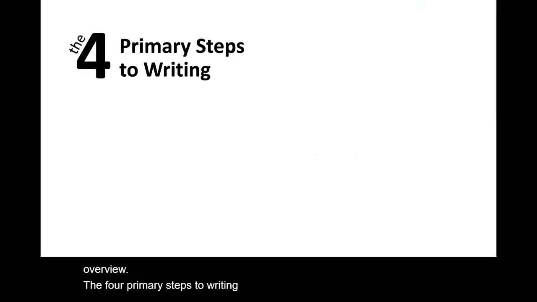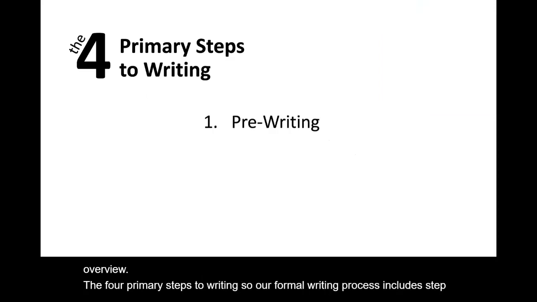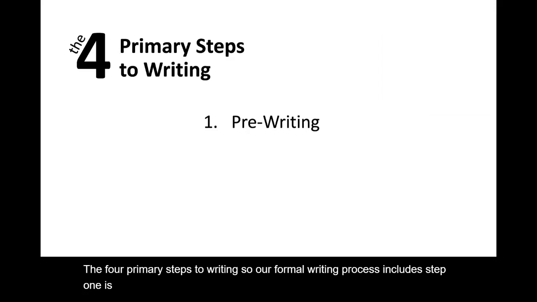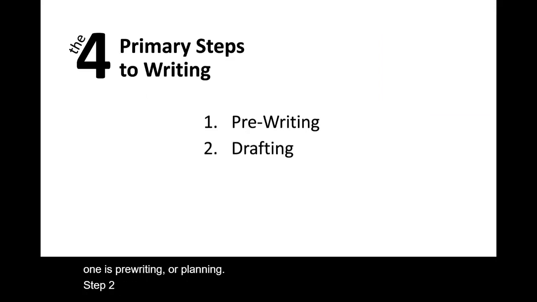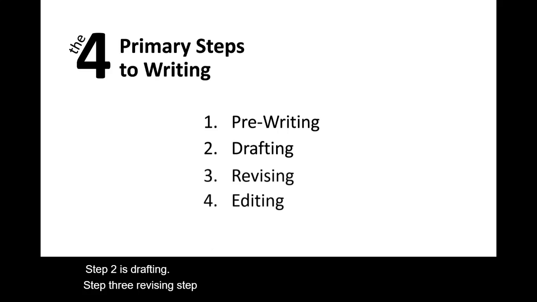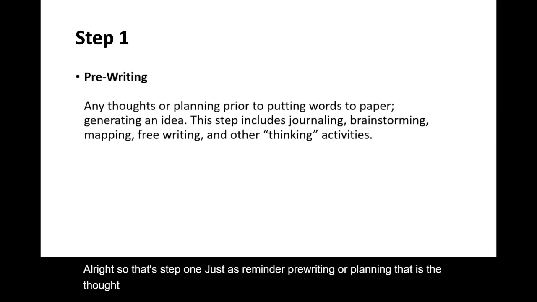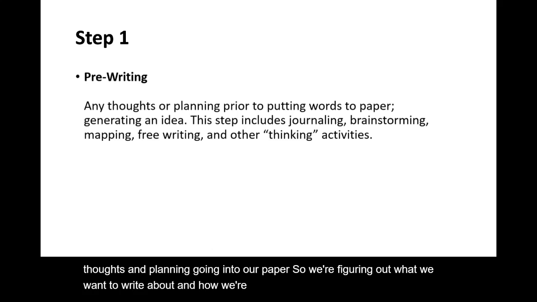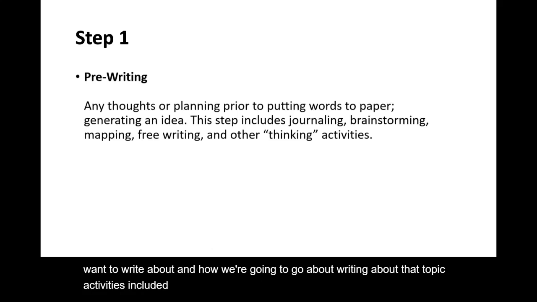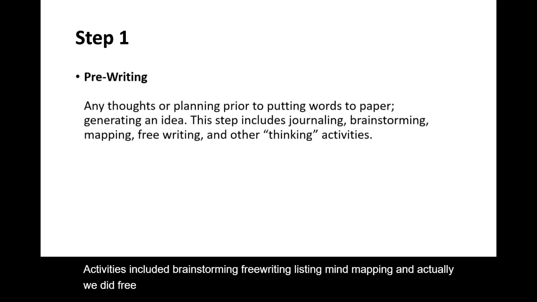So our formal writing process includes step one is pre-writing or planning. Step two is drafting. Step three, revising. Step four, editing. All right, so that step one, just as a reminder, pre-writing or planning, that is the thoughts and planning going into our paper. So we're figuring out what we want to write about and how we're going to go about writing about that topic. Activities included brainstorming, free writing, listing, mind mapping, and actually we did free writing last week to help us get started.